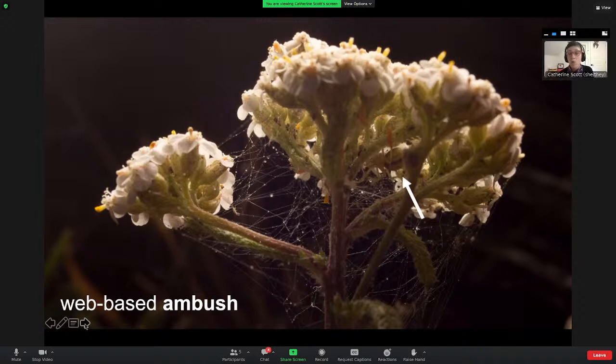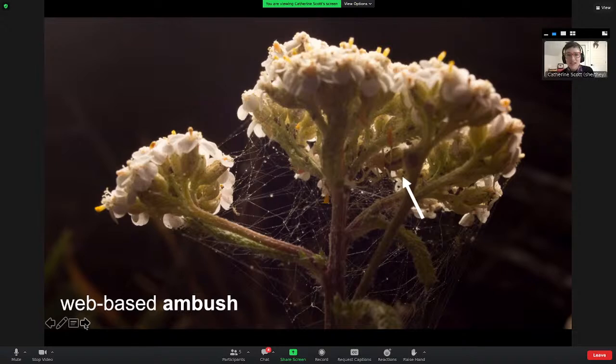So this first one is web-based ambush, and candy stripe spiders are related to black widows. They're in the same family, the cobweb weavers. You can see under this yarrow, under the flowers, the spider has built a tangled mess of a web, and the white arrow is pointing out the spider lurking there among the flowers. This is your typical Theridiid sit-and-wait predation style, where the spider sits in a tangle web and waits for insects to come.